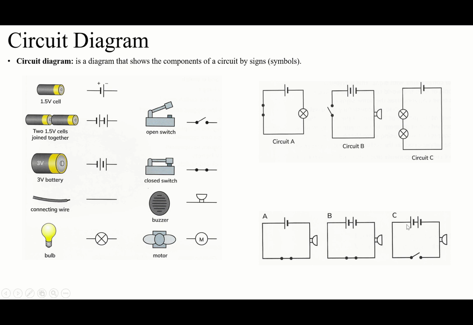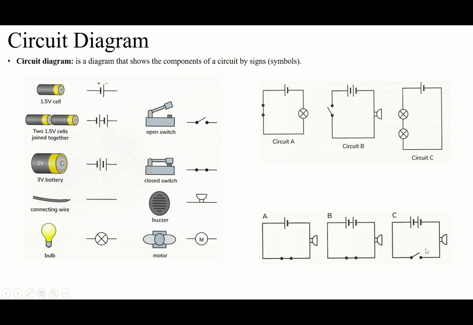Let's see what about C. C, we have 3 volts by two connected 1.5 cells. And also we have a buzzer, we have an open switch and wire. But is this one working or not? It's not gonna work because the switch is open. It means this wire is not connected to the next wire, because in here there is something cut. I mean the wire is cut here, okay? The wire is cut here. Why? Because the switch is open.